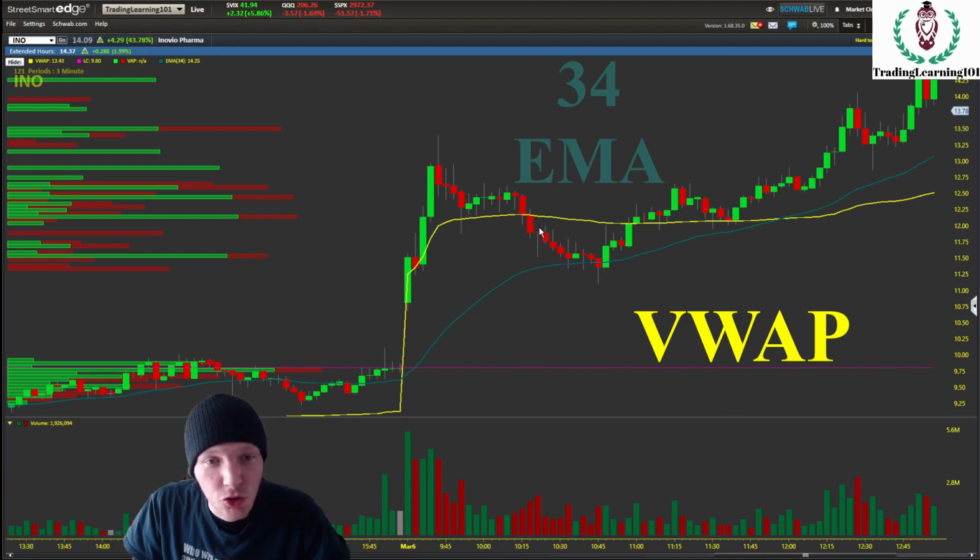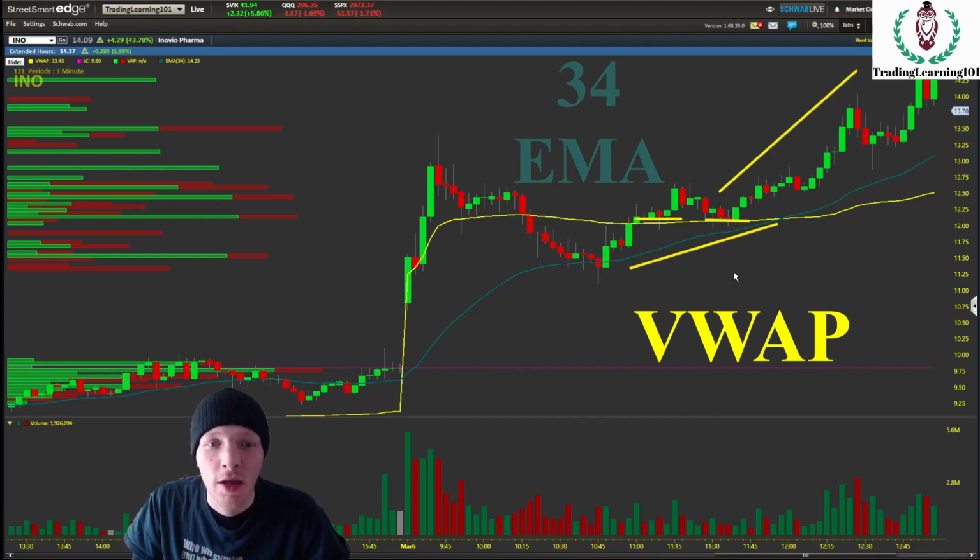You can see the stock trended down below the VWAP and it bounced and held right here at the 34 EMA. Then the stock comes back up, reclaims VWAP right here, reclaims it and holds right there, and we have the 34 EMA getting closer up to the VWAP. Crosses over VWAP, stock starts trending up from $12 up to $14.25. This is why I use the 34 EMA on my 3-minute chart.